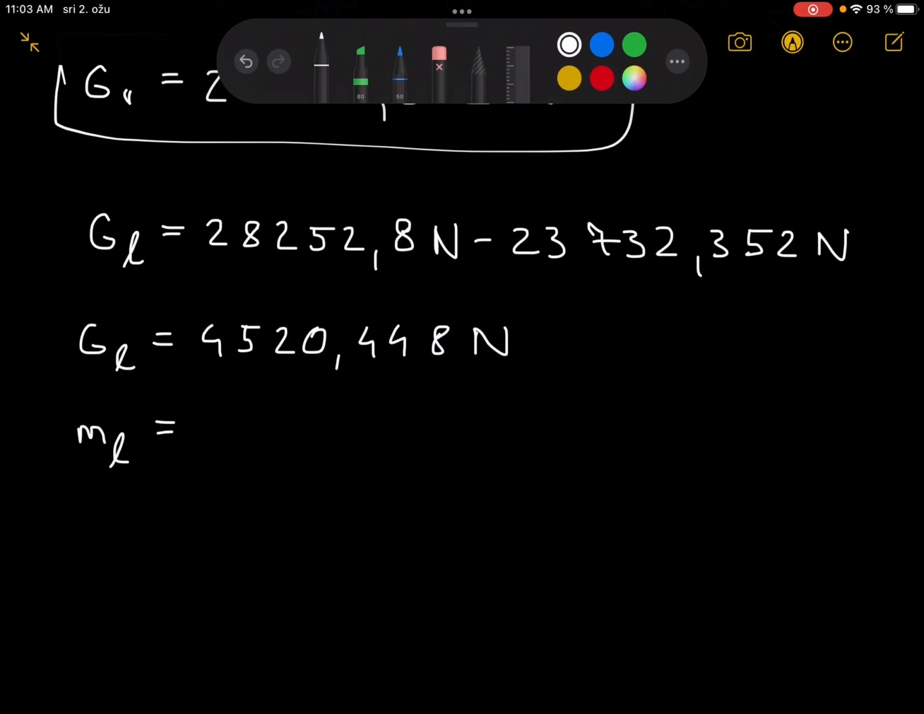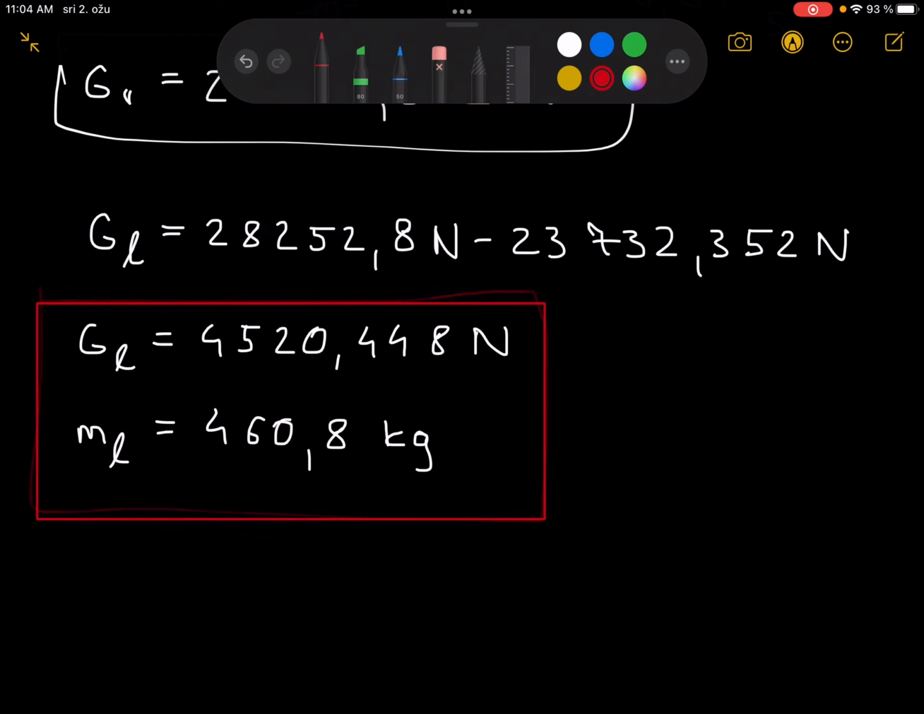And if we want to find the maximum mass of the load which the raft can carry without sinking, then we'll simply divide its weight by g, or by 9.81 meters per second squared. So once we do that, we'll find that the maximum mass is 460.8 kilograms. Okay, so that's going to be the final answer to this problem.